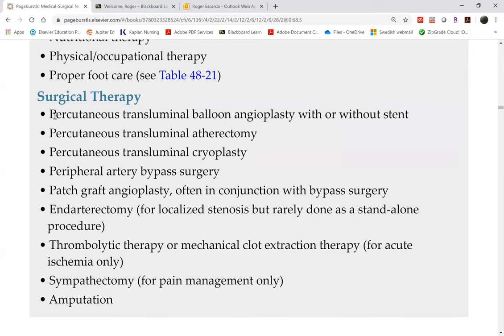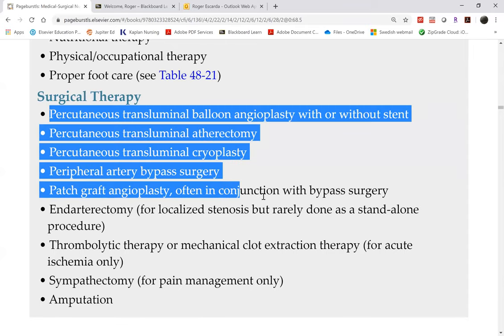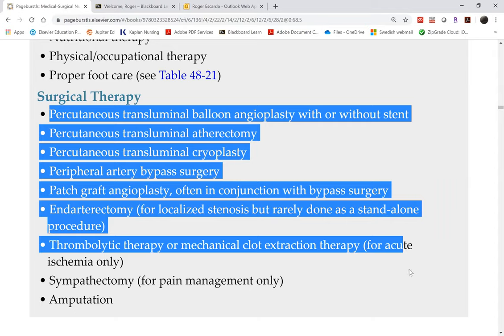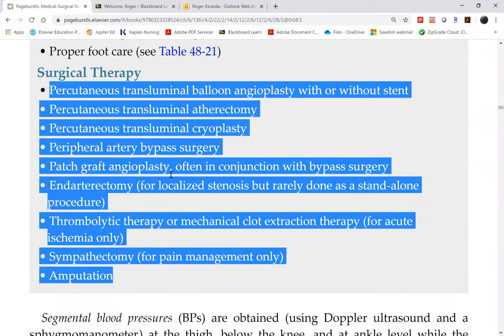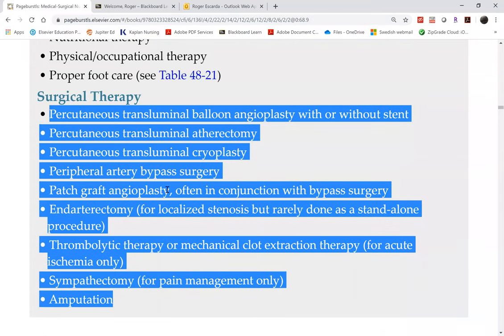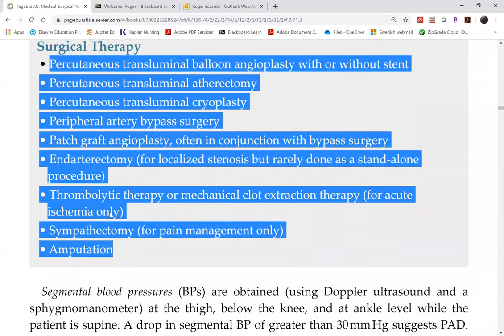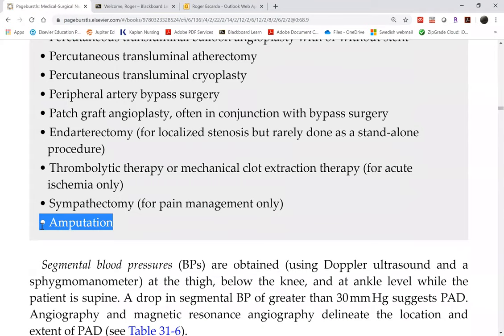And as already mentioned, these patients will have the options of vascular surgeries, any of these to improve blood flow, stenting or bypass, just like in chapter 33. Or if it can't be saved, then amputation.